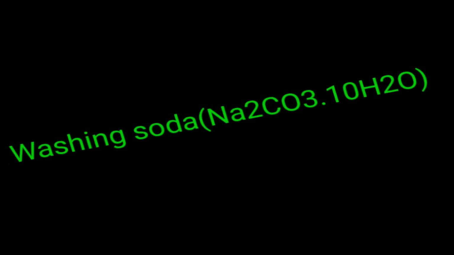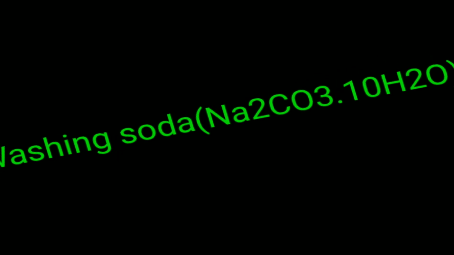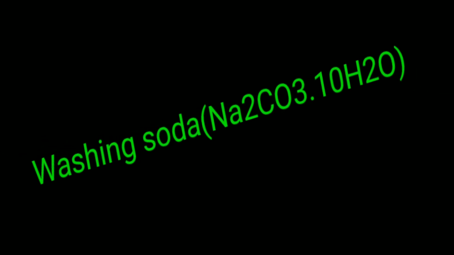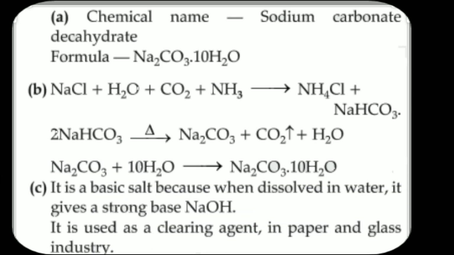The next product is washing soda. The chemical formula is Na2CO3.10H2O. The chemical name is sodium carbonate decahydrate. Since it has 10 H2O molecules, it is called decahydrate.